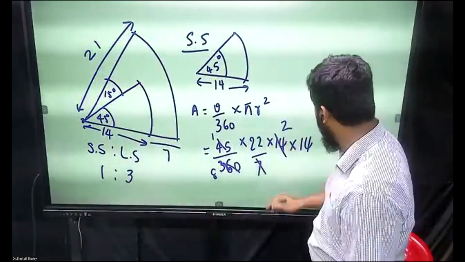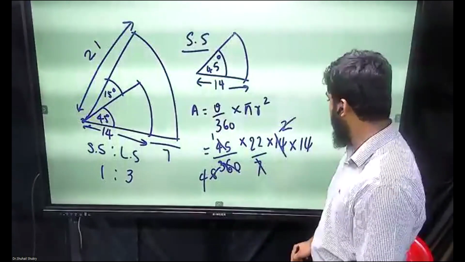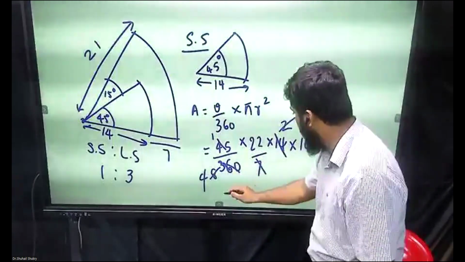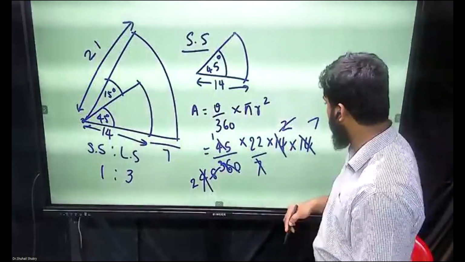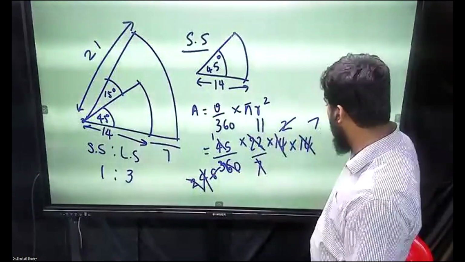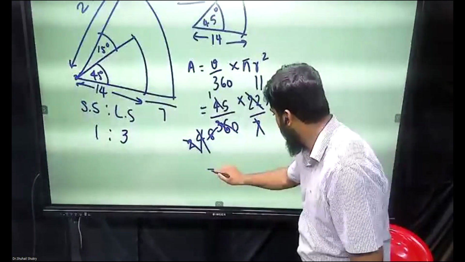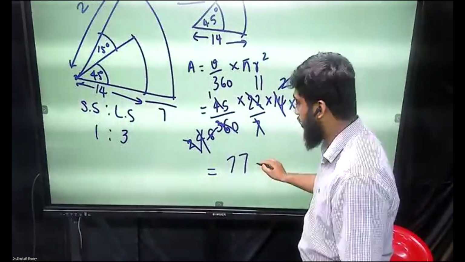7 and 14, you can simplify by 2. 2 and 8, you can simplify by 4. Again, this 14 and 4 you can simplify by 2. This is 2. This is 7. This still you can simplify, 2 and 22, 11. Like that we simplify everything. Now 11 into 7, 77. Unit? Centimeter square.